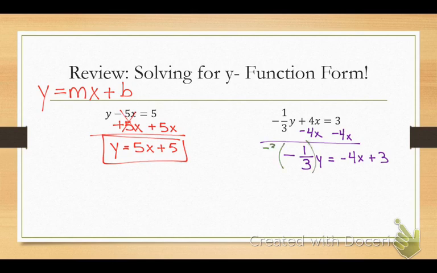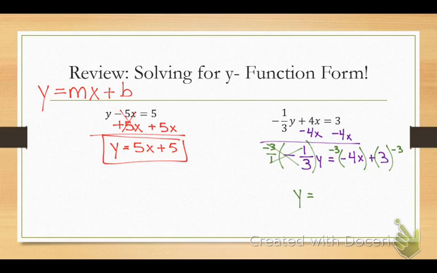I need to multiply. If I multiply this by negative 3 over 1 to get it to cancel, guess what I'm going to do to the other two terms? Multiply it by negative 3. Multiply each term by negative 3 over 1 or just negative 3. It's the same thing. Okay, so now I get y equals, what's negative 3 times negative 4x?